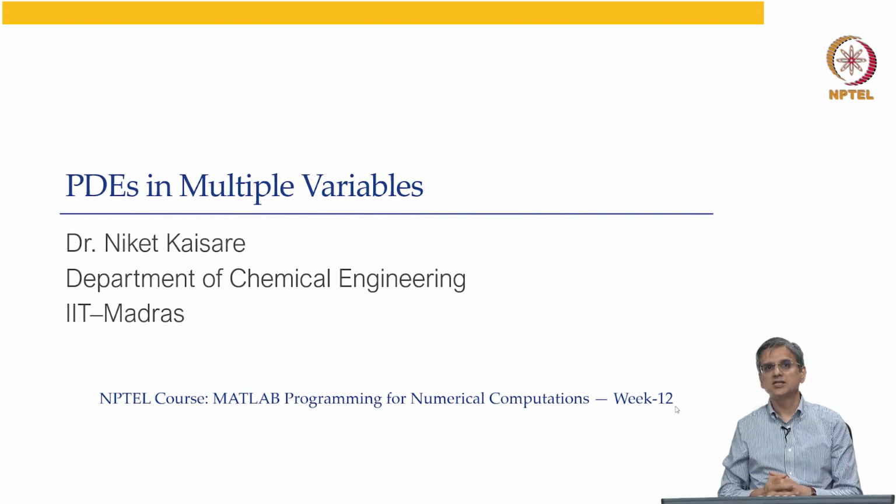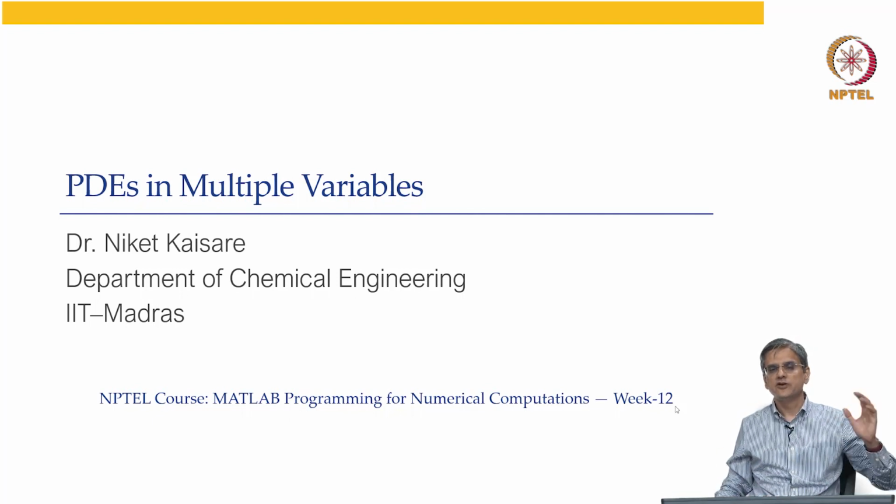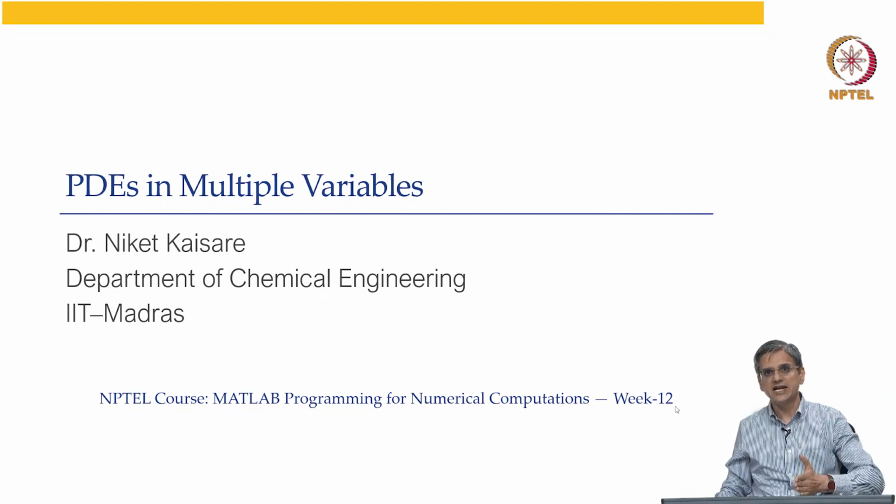So, in this last lecture, I am going to cover how we tackle PDEs in multiple variables. If you recall, in week number 7 we talked about ODEs in a single variable, then in week number 8 we did ODEs in multiple variables. When we had PDEs and solved them using the method of lines, we converted them into n first order ODEs that we could then solve using MATLAB. What if we did not have one single PDE but multiple PDEs? How do we tackle that?